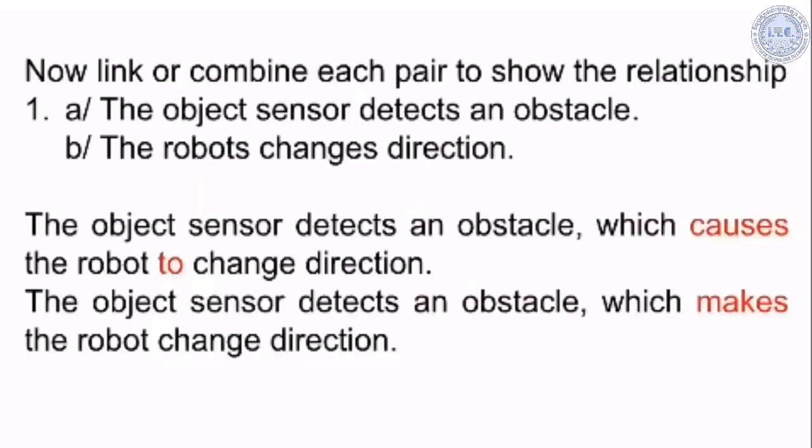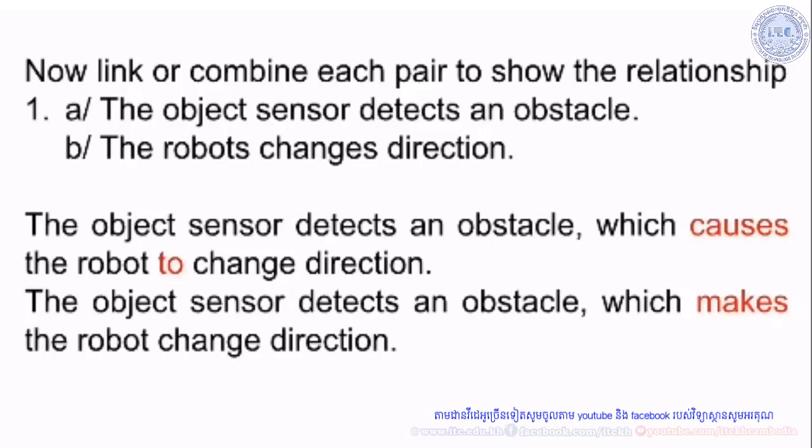So now we are going to link or combine the pair in a relationship. So now we have two sentences as we showed you in the previous slide, but how do we combine these two sentences together? This is the link, this is how we combine each pair to show the relationship, because as they are in the same consequence or the same series of actions, we need to put them together.